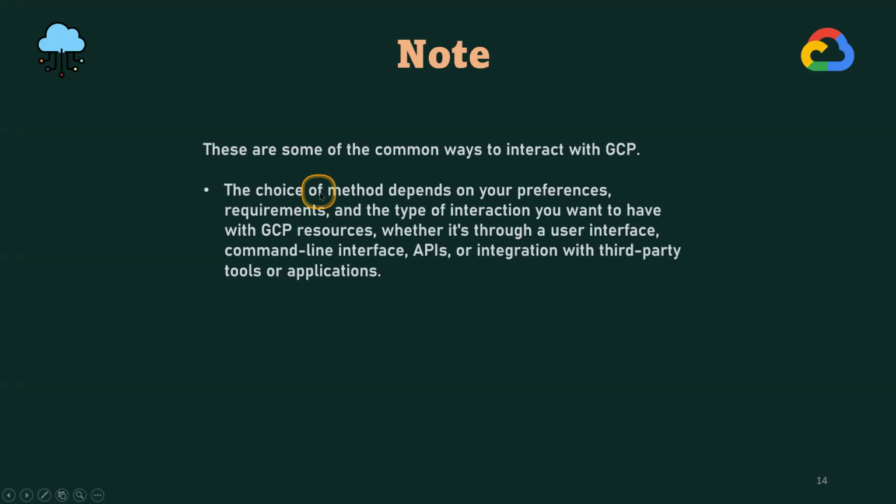So the choice of method depends on your preferences, requirements, and the type of interaction that you want to have with the GCP resources, whether it is via user interface, command line interface, APIs, or integration with third-party tools. Okay, so this is what we call it as the note. These are the common ways to interact with GCP. It totally depends on the requirement and the interaction that you want to have.